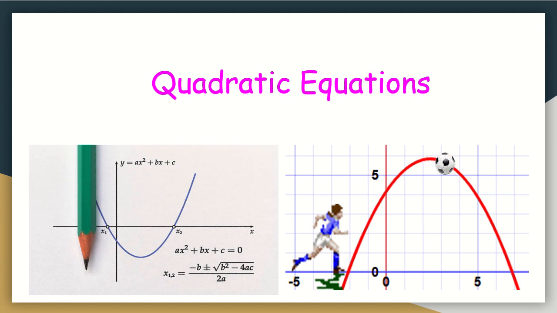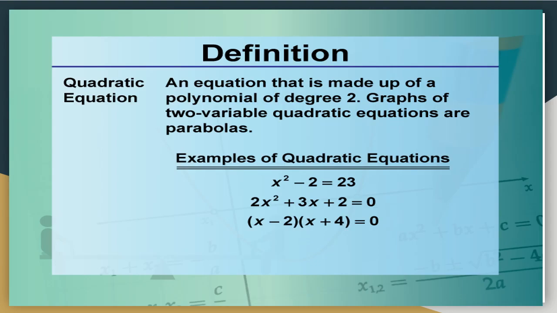Today we are going to see about quadratic equations. Let us know first of all what a quadratic equation is. A quadratic equation is an equation made up of a polynomial of degree 2, and the graph of a two-variable quadratic equation is a parabola. As we learnt already in polynomials, when the degree is 2, it is a quadratic equation.